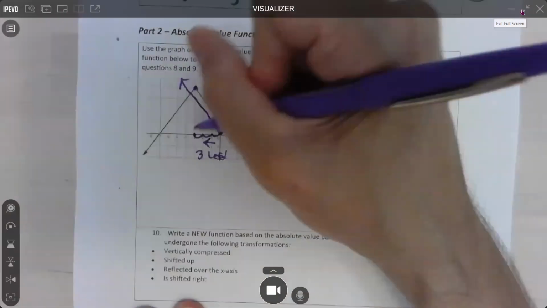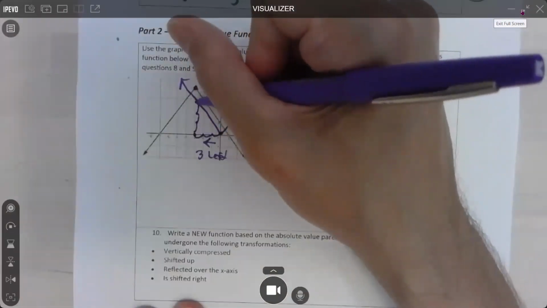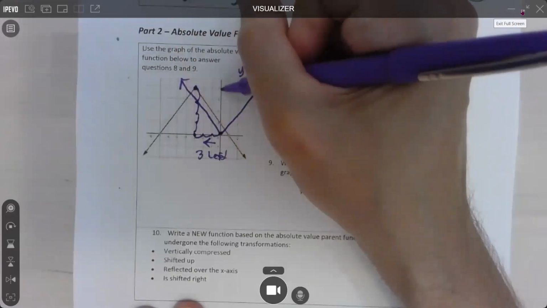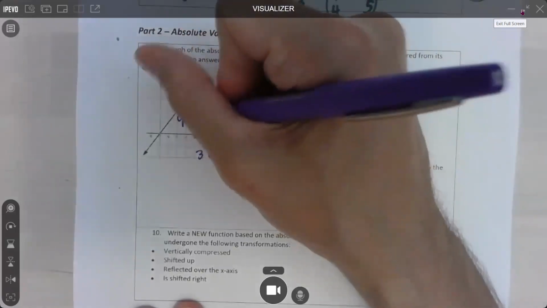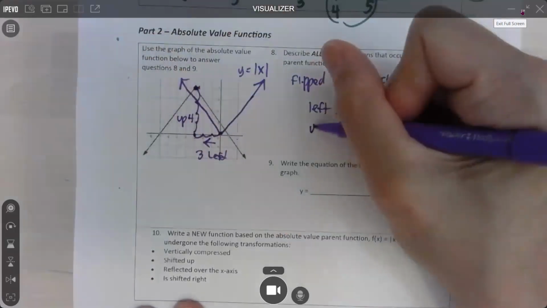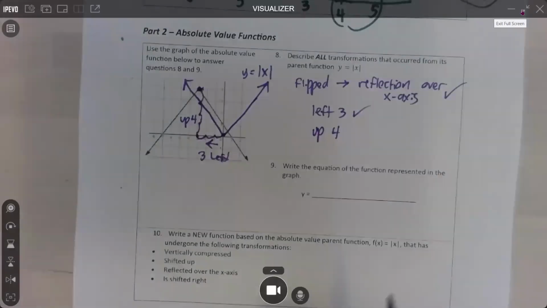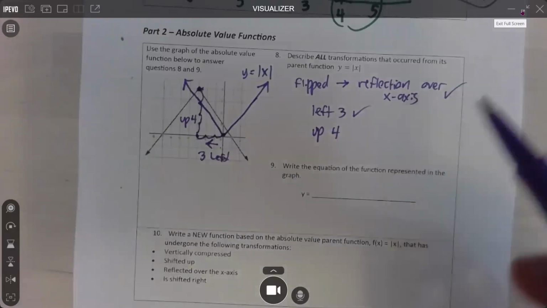And it also went up 1, 2, 3, 4 units. See that coordinate there is 4. So it's going to be up 4. And that should cover it because it's not skinnier or narrower or wider. So it's going to be reflection over the x-axis, left 3 and up 4.